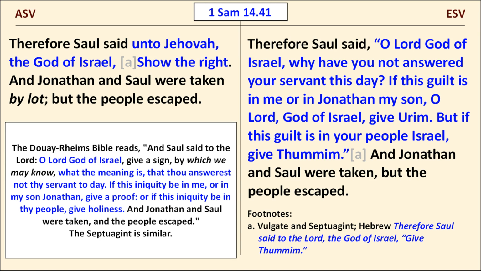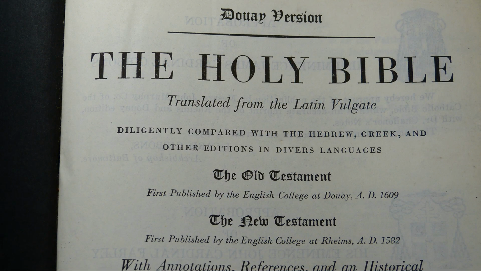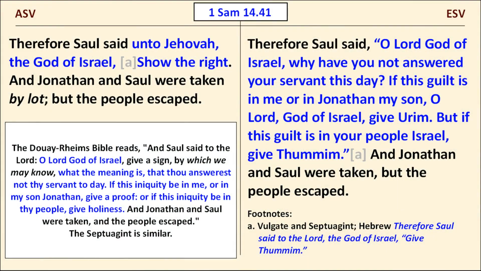I show here the same verse in Richard Challoner's 1752 revision of the Douay Rheims Bible, which is based on an edition of the Latin Vulgate. As you can see, Jerome, or one of his revisers, I say one of his revisers because I'm not sure how close the Douay Rheims is to the original Vulgate here, translated Urim and Thummim with Latin words that equate to proof and holiness. The New English translation of the Septuagint uses clear ones and holiness respectively.